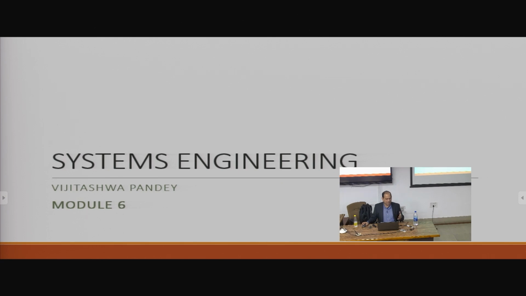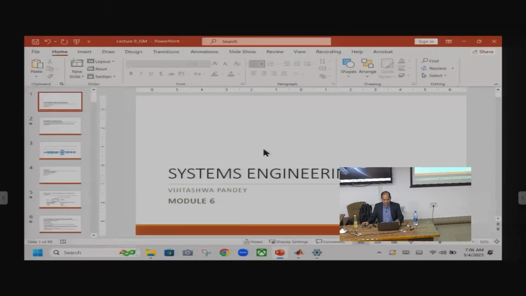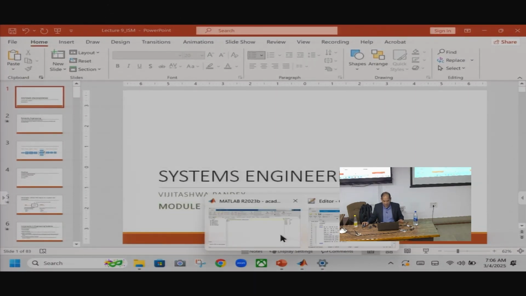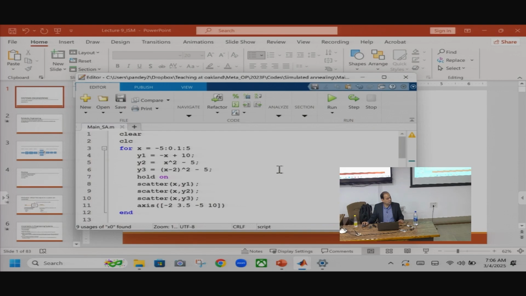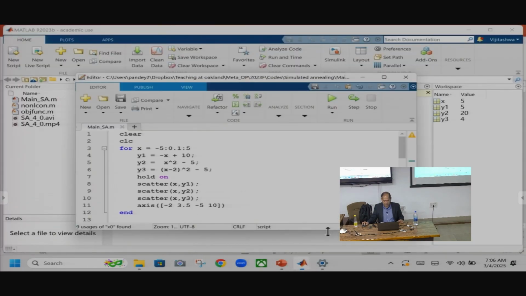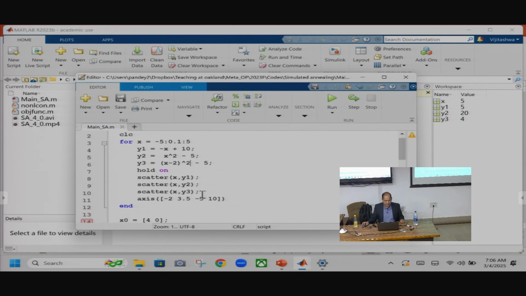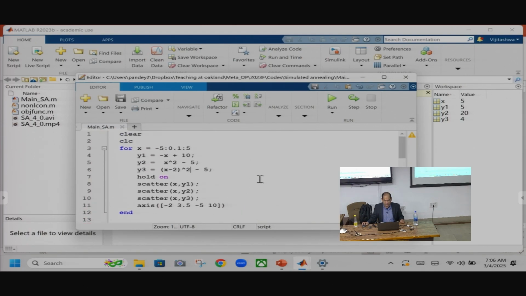I'll just show you a small visualization of simulated annealing. So I will share my MATLAB screen, which is what I used to do this. Everybody can see my screen, right? Okay, so this is the basic code editor. This is an optimization problem with three constraints, linear and nonlinear, and you will see how they plot. So I will run it.